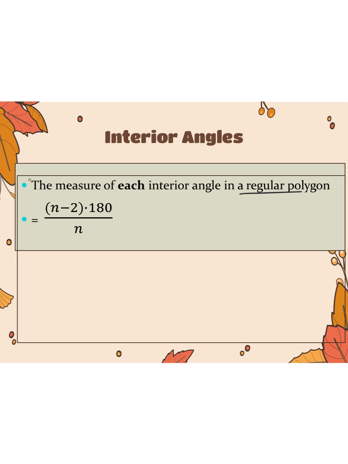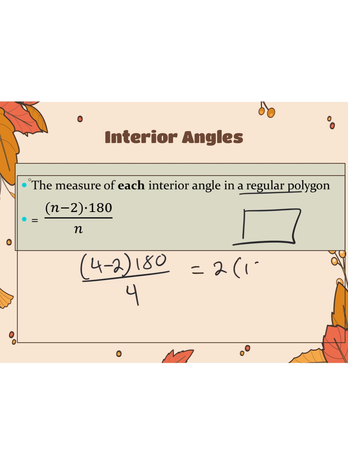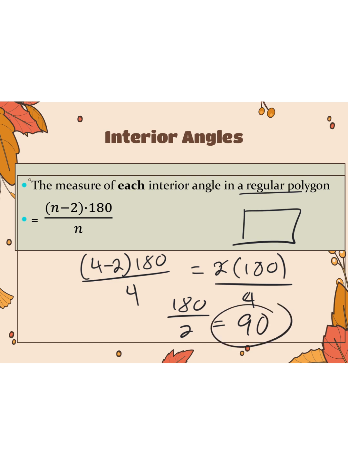So if we have, let's say, a quadrilateral, so it's going to be 4 interior angles, we can say 4 minus 2 times 180 over 4. It's going to give us 2 times 180 over 4, which simplifies to 180 over 2, which ends up with 90. So that means each individual angle is 90. So this is 90, 90, 90, and 90. That is true for a regular polygon. If it's not regular, you cannot use this formula.